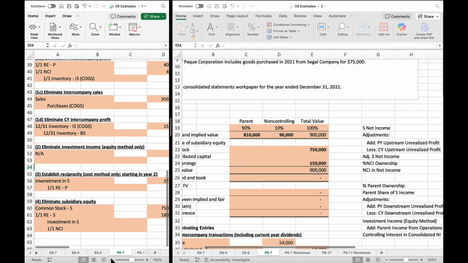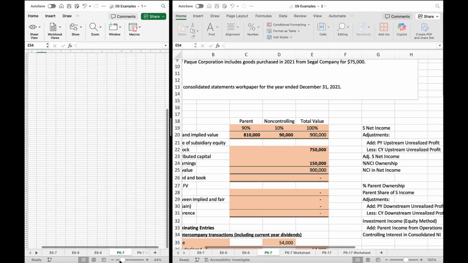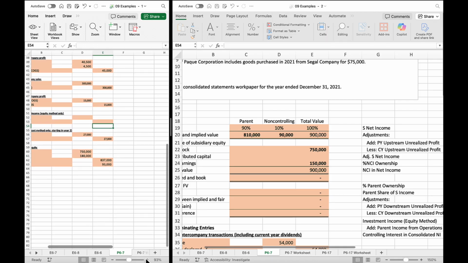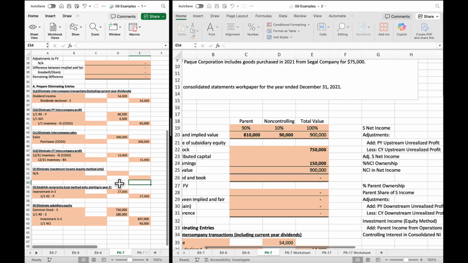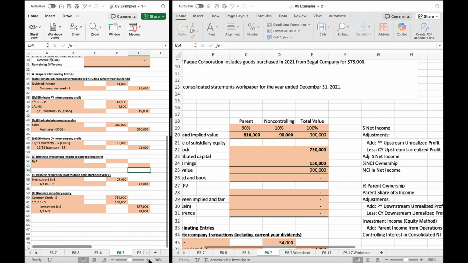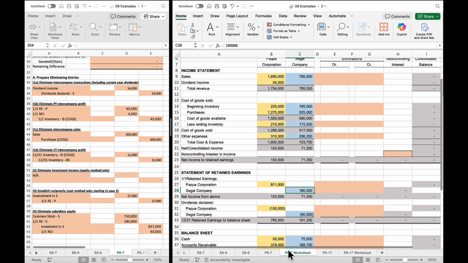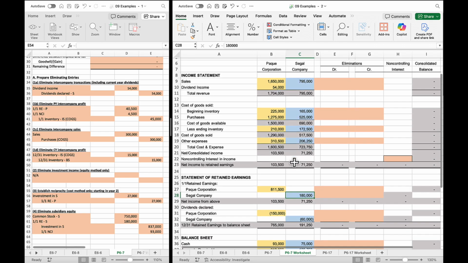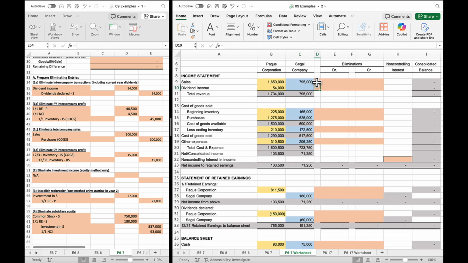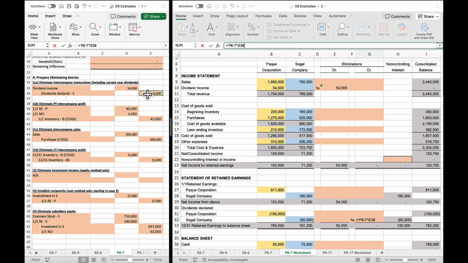So I'm going to reorganize here a little bit so that we can see everything. And away we go. All right, so we are going to start with our dividend income. We are going to debit dividend income for $54,000. Then we are going to credit dividends declared by our subsidiary down on line 32 for the same amount.